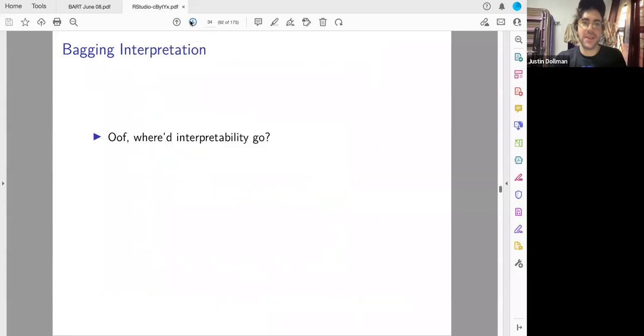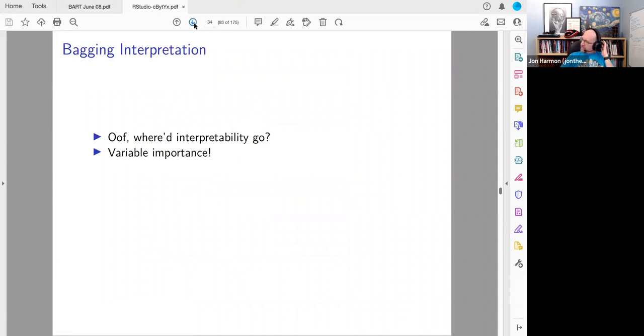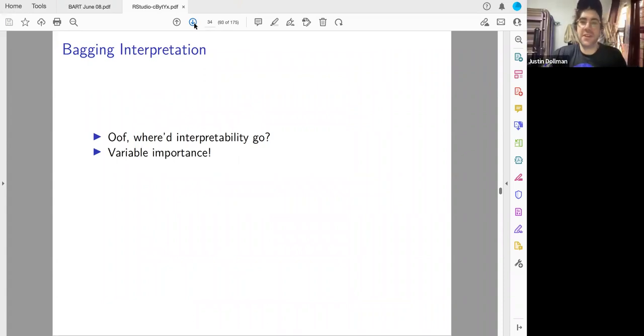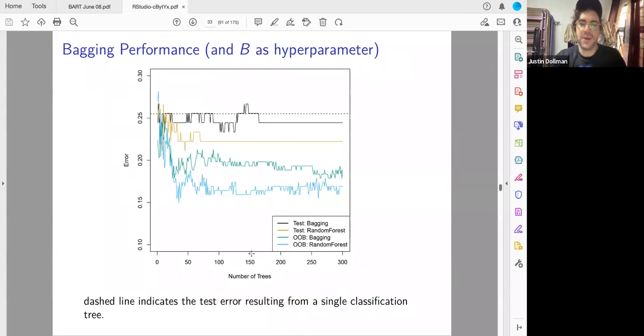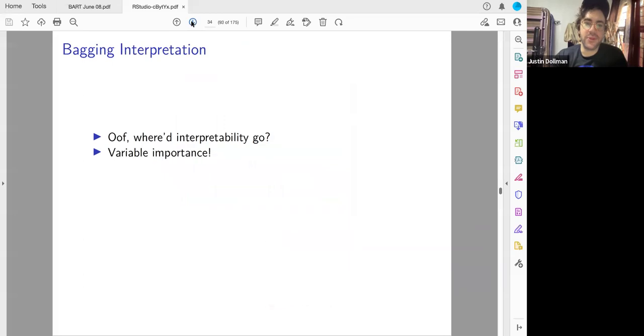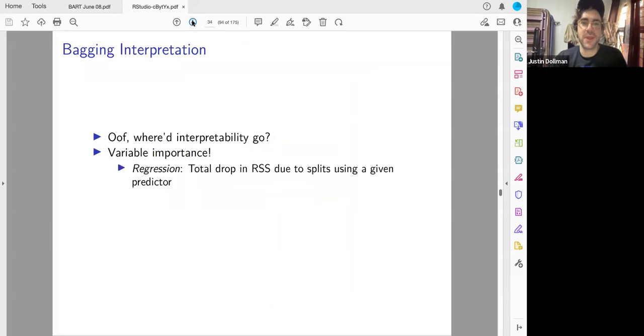I think we're done with bagging. Oh no, real quick. One of the benefits of decision trees is that they're very easy to visualize, both in partitioning of feature space and in the decision trees that we look at. That's not going to happen with bagging. If you fit a bagged tree model with 200 trees, there's no one tree you can look at anymore. So we have to find some other way to figure out what's going on in this model if we don't want it to be a complete black box.